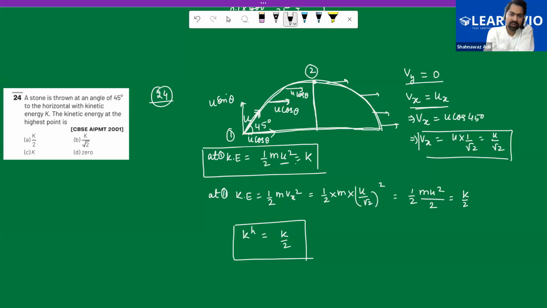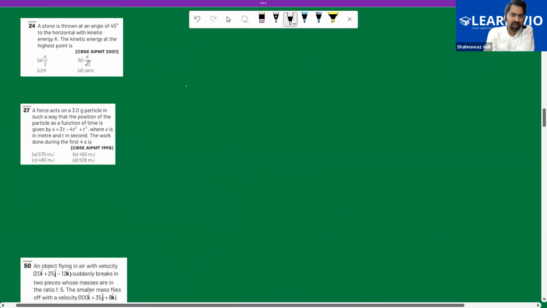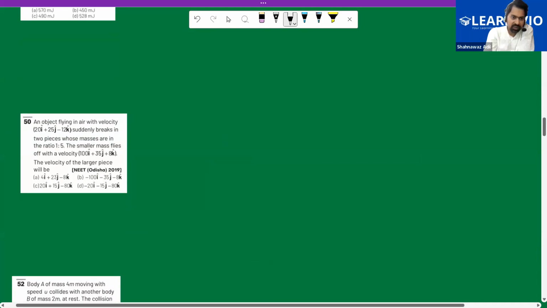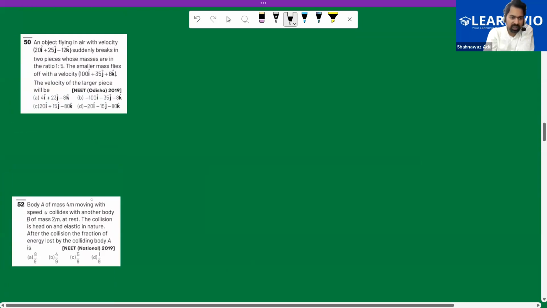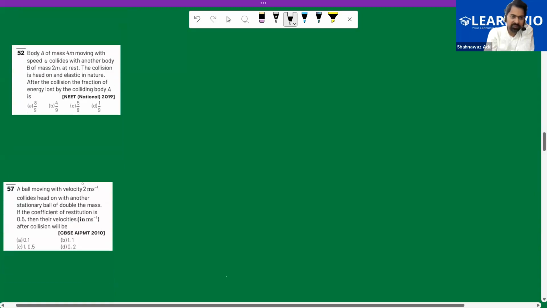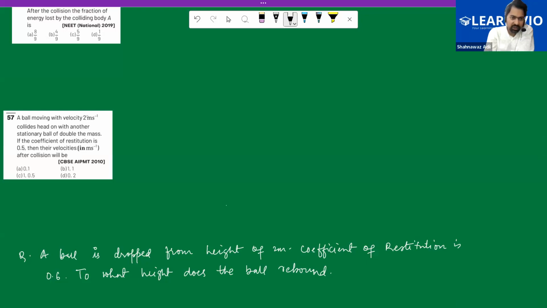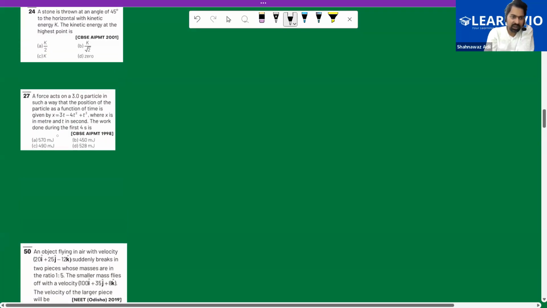Good. So now let us do another question. These are direct questions. So this is what we have done. And our object is flying in air with velocity, suddenly breaks into pieces whose masses are in the ratio. This one we need to do. So now we have come to conservation of momentum, and this is the collision. So let's do all these equations. A ball moving with velocity collides with a stationary ball of double mass. Coefficient of restitution we have also talked about. So we have only three questions remaining. Oh, this one is also there.